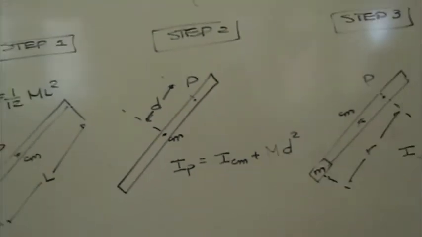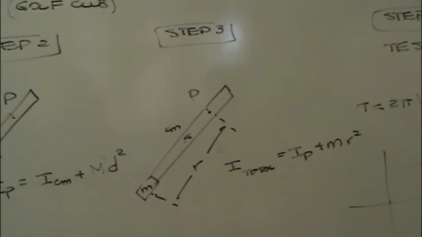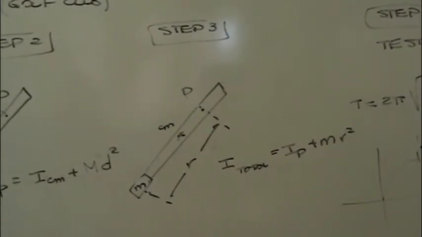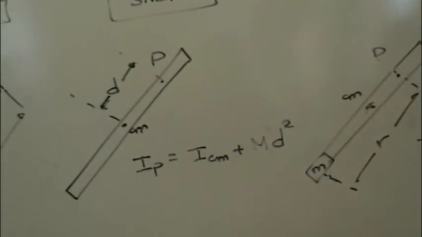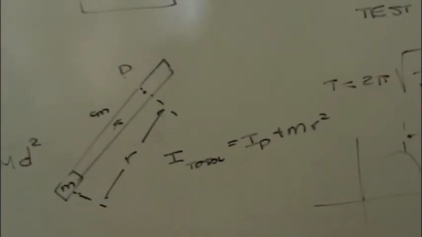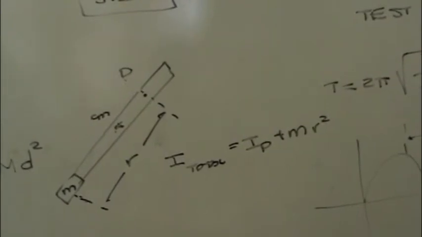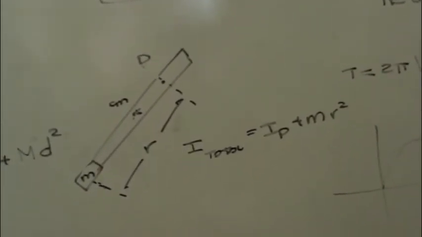Now, in step 3, we're going to add a little m to the end of the rod, which is going to be the golf club head, and it's a distance r away from the pivot point. So the total rotational inertia is the IP, which we just calculated using the parallel axis theorem, plus the little fudge factor at the end, mr squared. That's a singleton mass, a distance r away from the pivot point.